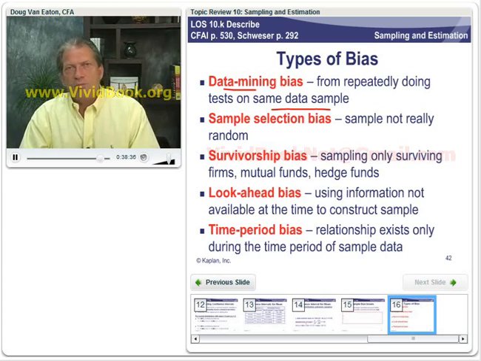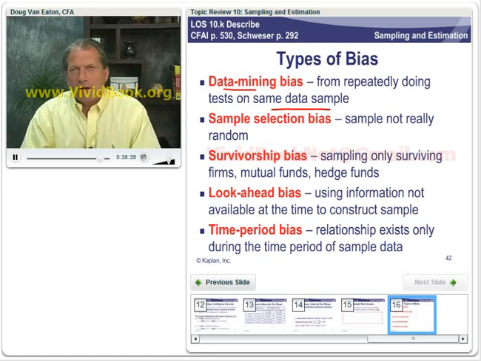And that might be a way to keep from getting in trouble from data mining bias. Sample selection bias. Well, if your sample isn't really random, your results can be biased. I'll give you an example.